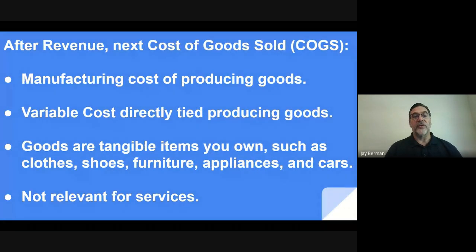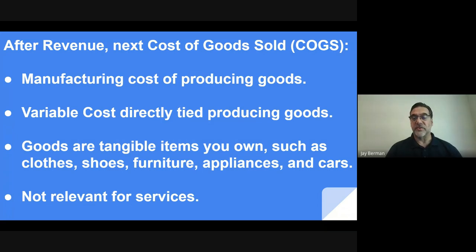Now, after revenue, the next line is cost of goods sold, or COGS. Cost of goods sold is the manufacturing cost of producing the goods. It's also called the variable cost directly tied to producing the good. In a previous video, I discussed what a product is. It's either a good or a service.